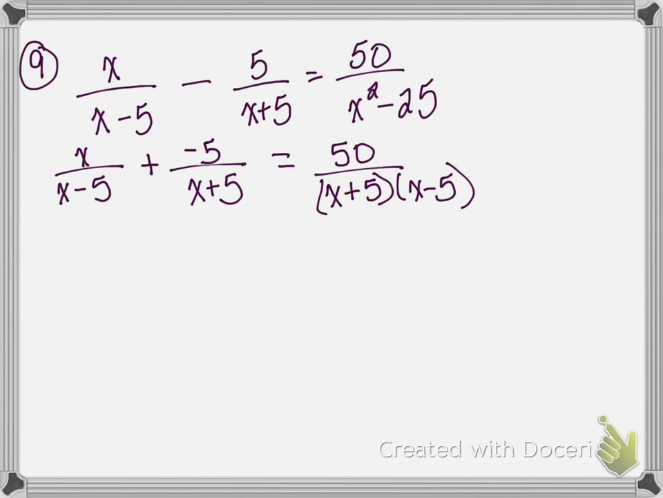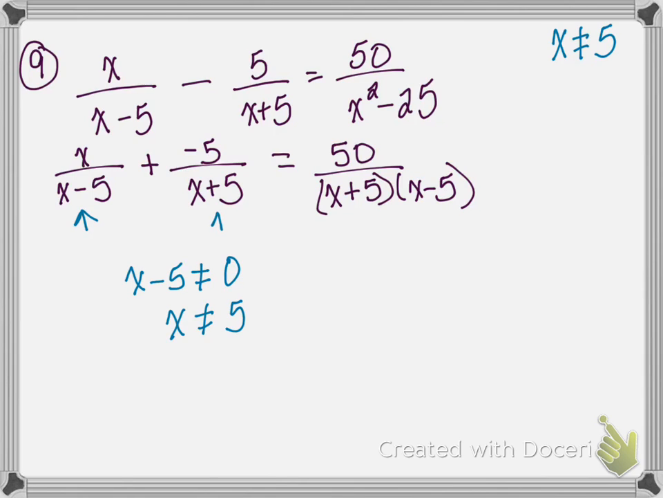This is a good time to find my undefined values. This right here cannot equal what? Zero. It can't equal 0. X minus 5 cannot equal 0. We cannot have a 0 in the denominator. So x cannot be positive 5. So an undefined value is x cannot be positive 5.